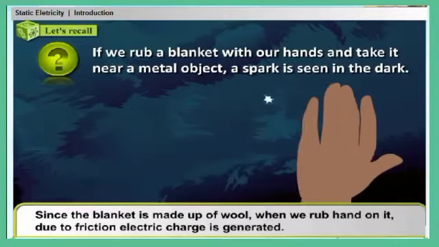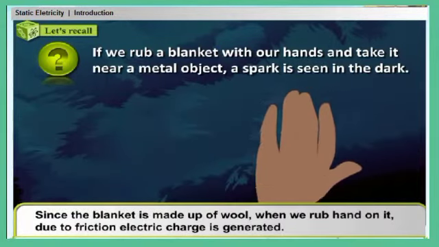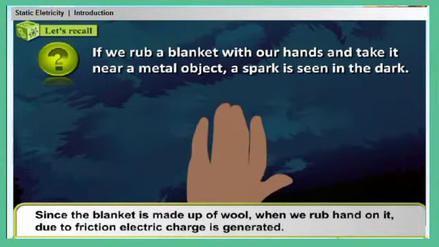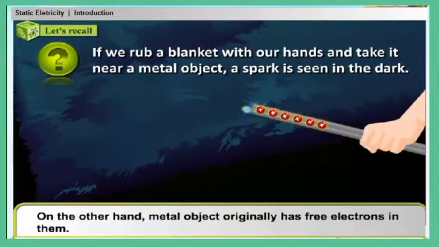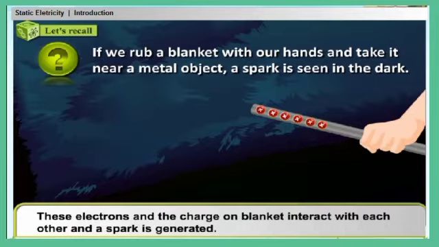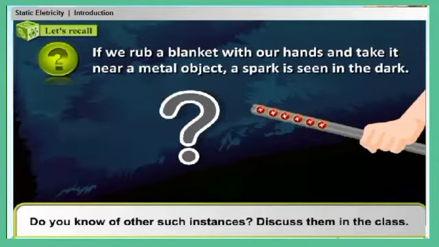Since the blanket is made up of wool, when we rub hand on it, due to friction, electric charge is generated. On the other hand, metal object originally has free electrons in them. These electrons and the charge on blanket interact with each other and a spark is generated. Do you know of other such instances? Discuss them in the class.